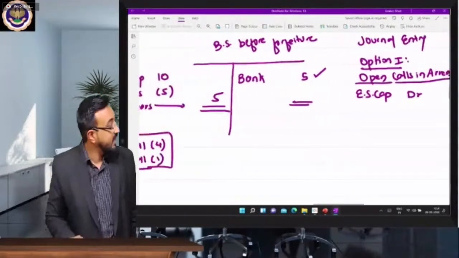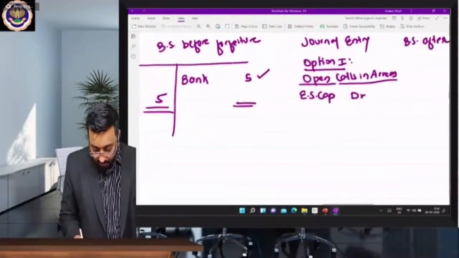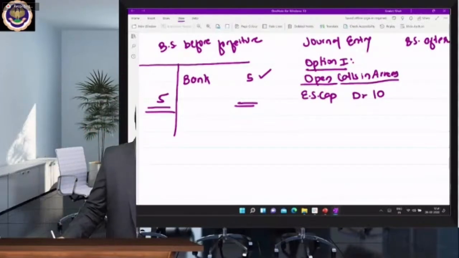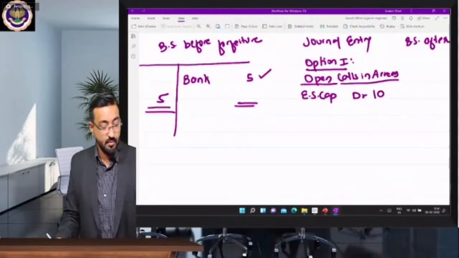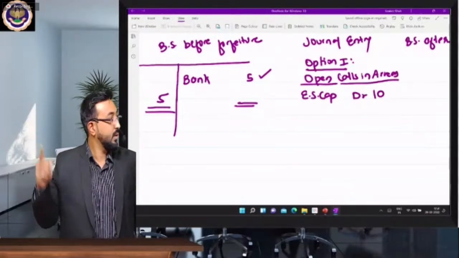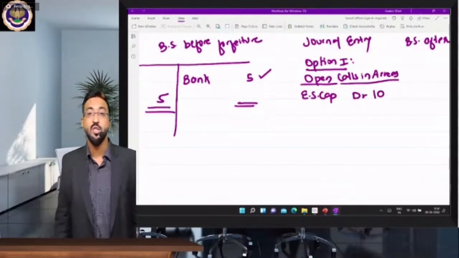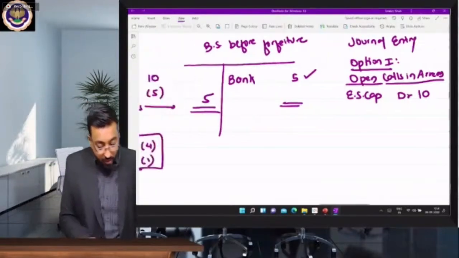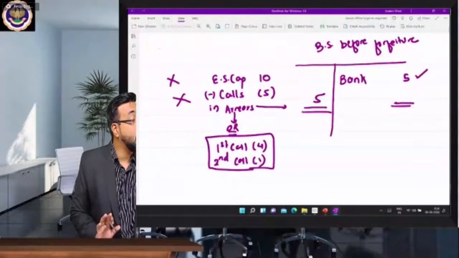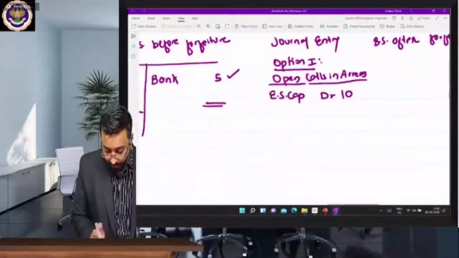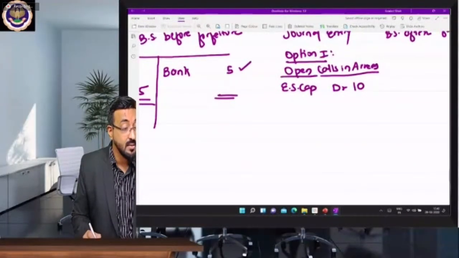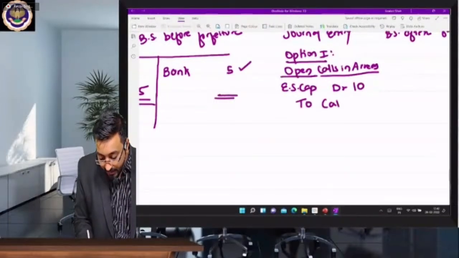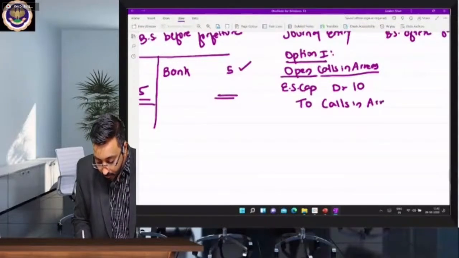How much amount is there? 10 rupees. Equity share capital 10. Are you going to keep calls in arrears as it is, or are you going to cancel it? Cancel it. So calls in arrears has a debit balance. How to cancel it? By giving credit. So calls in arrears 5.